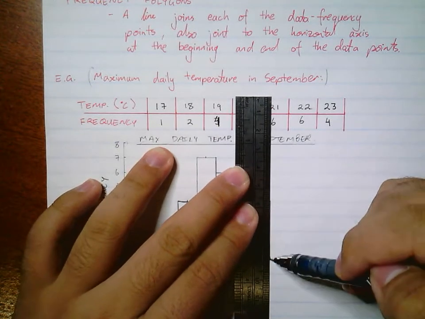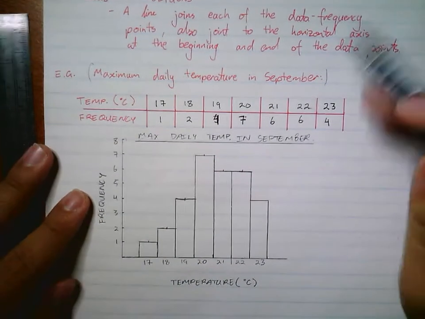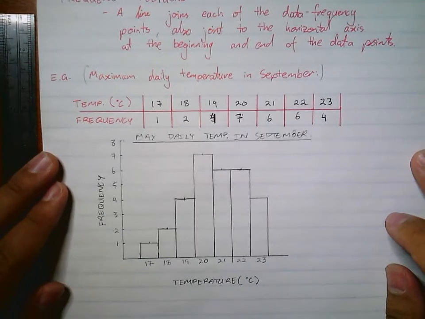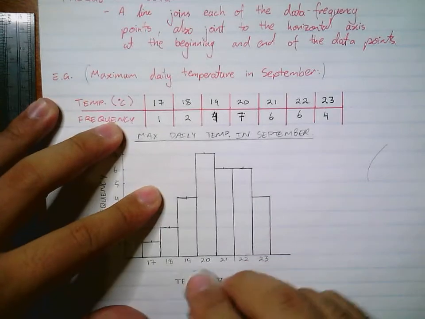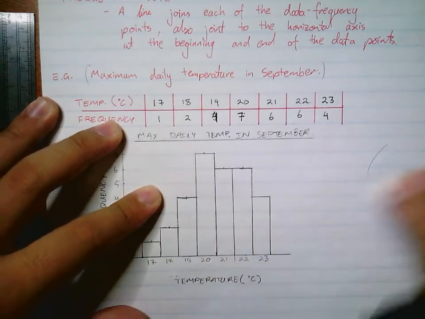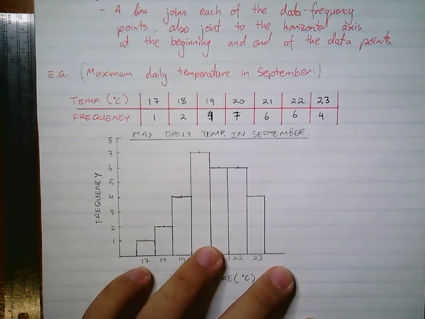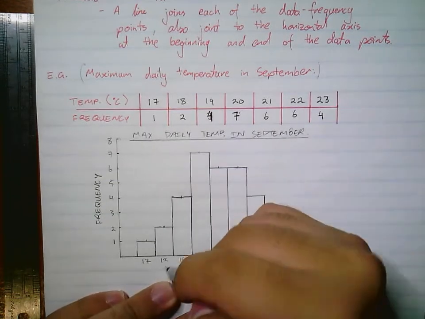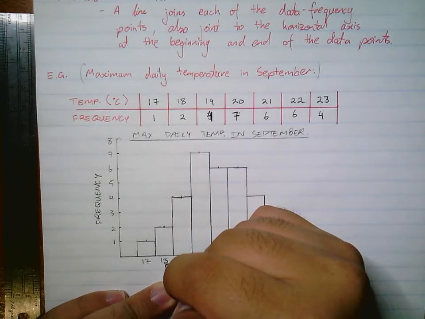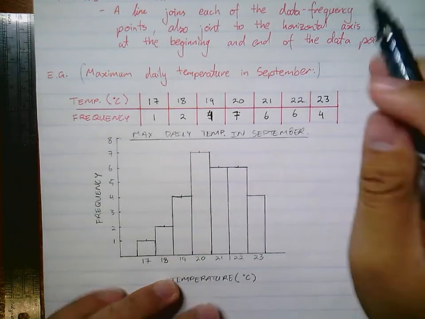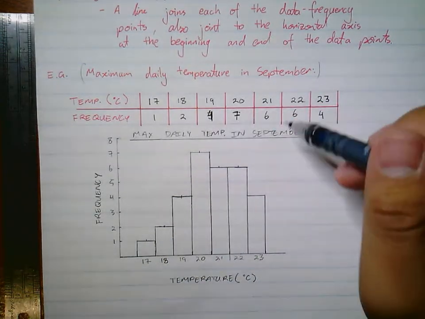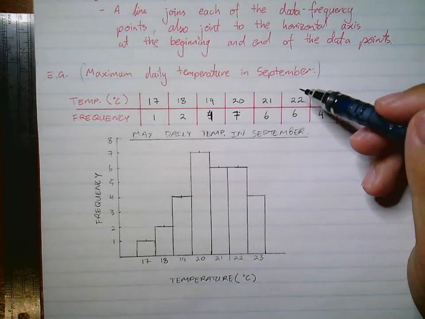And there we have it. This here is a histogram, a frequency histogram. Notice how we have temperature, which is continuous numerical data. So there are data points in between these, but it seems as if this person has rounded them off.